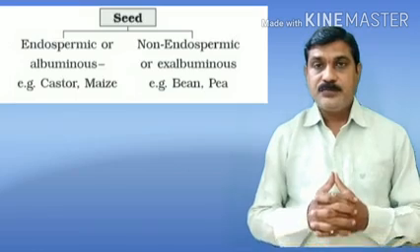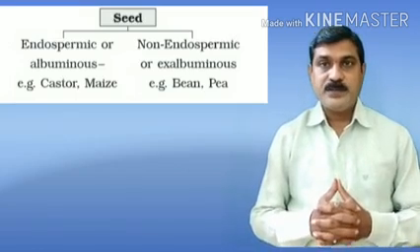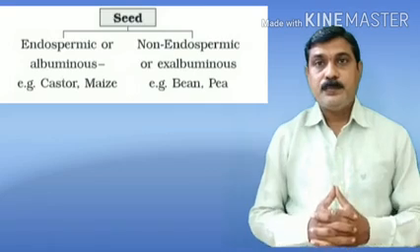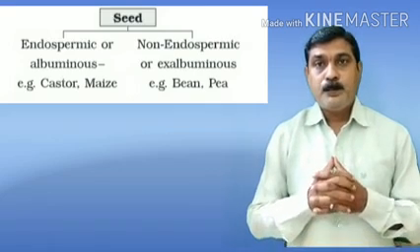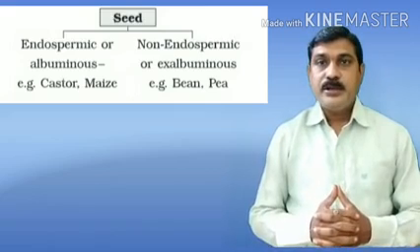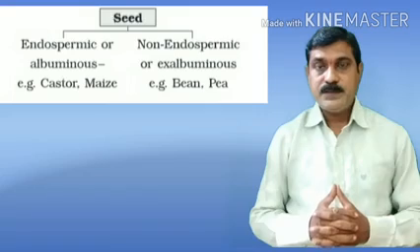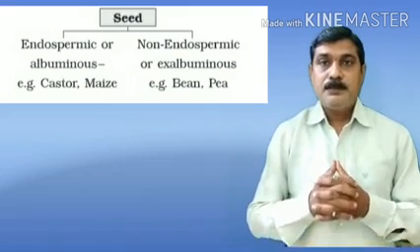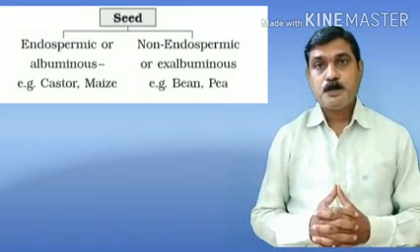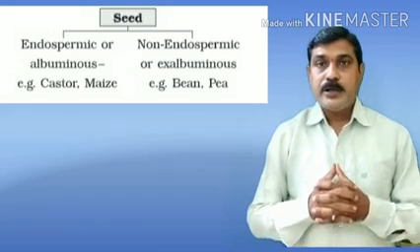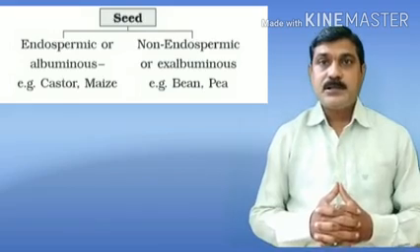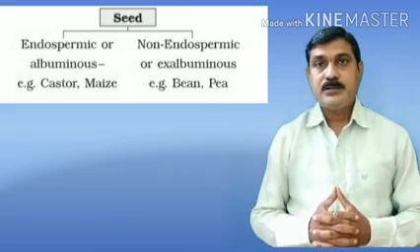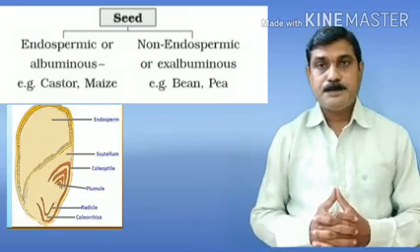Let us discuss the first type, that is endospermic seed. In this type, endosperm is partially utilized by the developing embryo. Means in this type, the endosperm acquires maximum place in the seed. Means the endosperm is conspicuous in this type. Examples are coconut, castor, and maize.